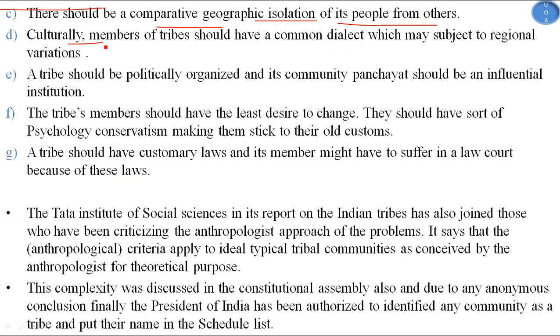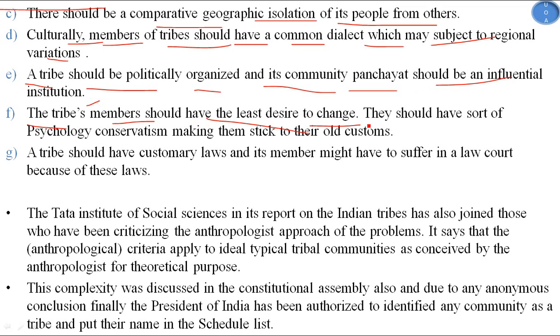If we talk about culture, then culturally members of a tribe should have a common dialect which may be subject to regional variation. A tribe should be politically organized and its community panchayat should be an influential institution. The tribe's members should have the least desire to change. They should have a sort of psychology of conservatism, making them stick to their old customs. A tribe should have customary laws, and its members might have to suffer in a law court because of these laws.